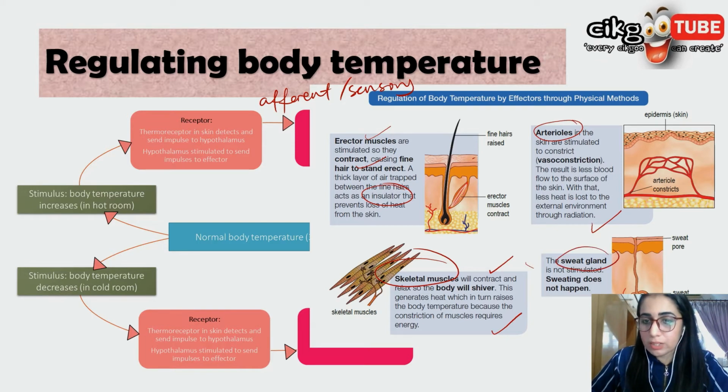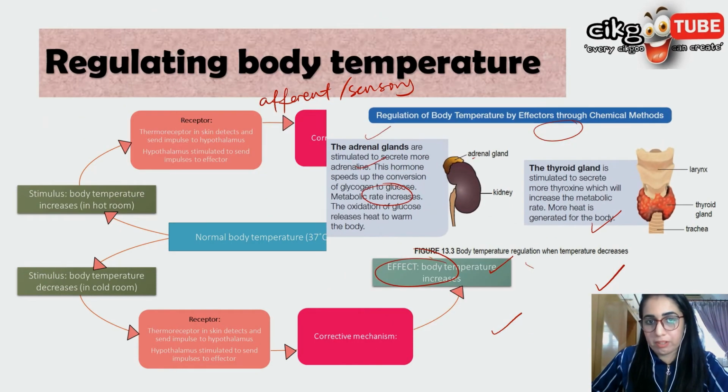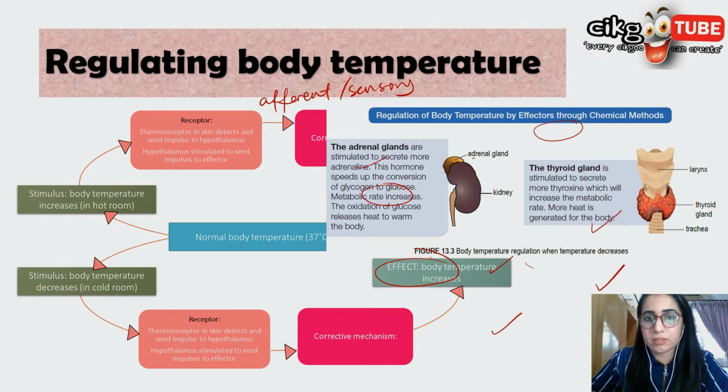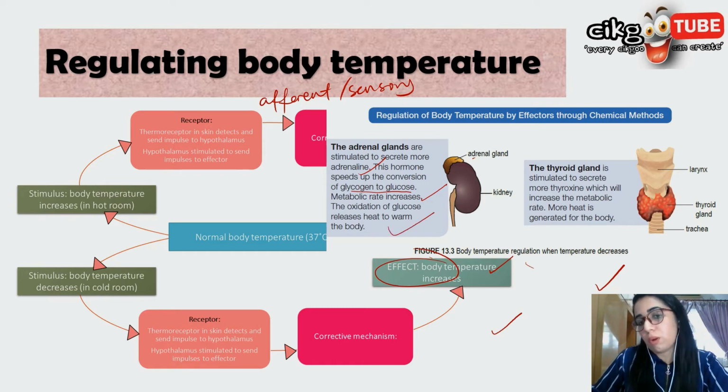And then we have the sweat gland, which is not stimulated. So here, sweating does not happen. Sweating only happens when the body temperature increases. Alright, so the chemical method: we have the pituitary gland, correct? It will stimulate the adrenal gland to secrete more adrenaline. So when more adrenaline is secreted, it speeds up the conversion of glycogen to glucose and the metabolic rate increases. The oxidation of this glucose will release heat to warm the body.